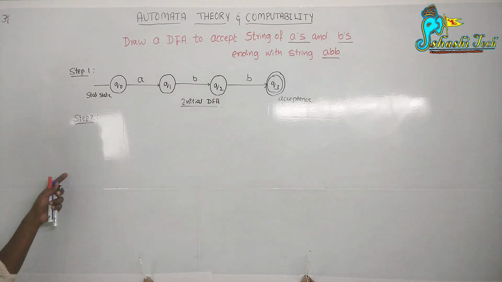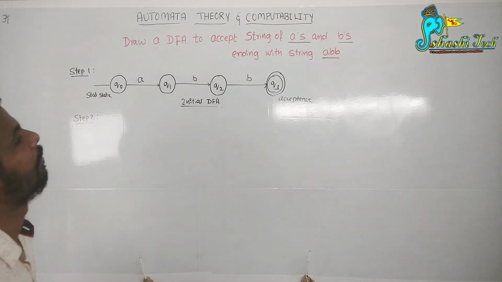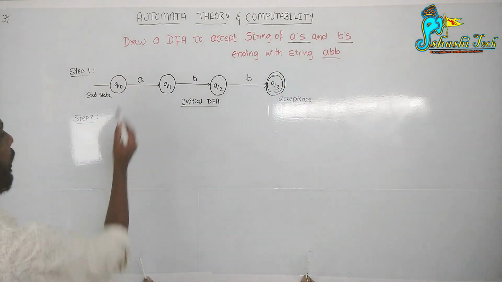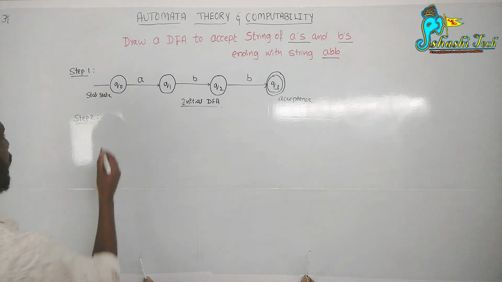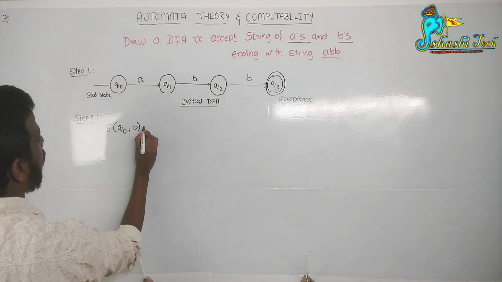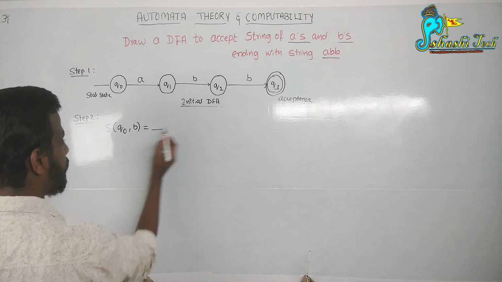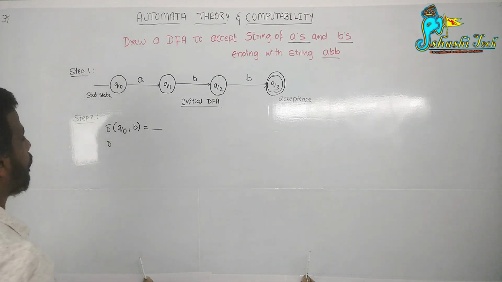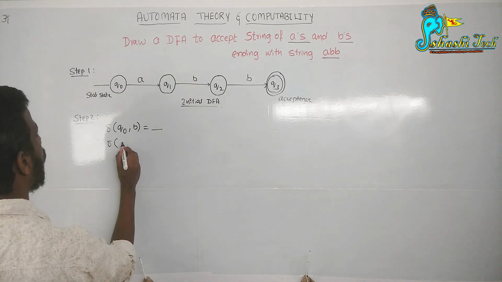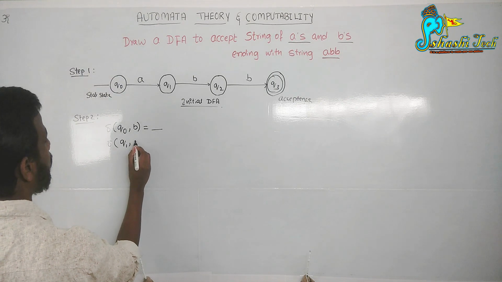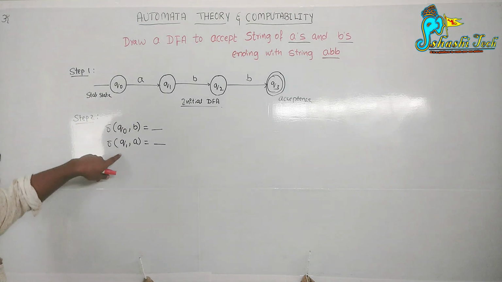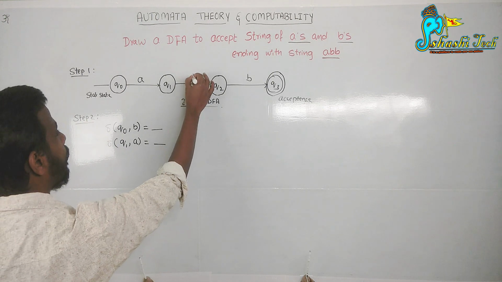Step 2 says that we need to identify the transitions which are not found in step 1. The given alphabets are A and B. Here A is present already, we need to find B. That is delta Q0 upon accepting B, which state is it going to reach? We need to identify. Then delta Q1 upon accepting A, it is going to reach some state that we don't know. Here B is already done, we need to identify A only.